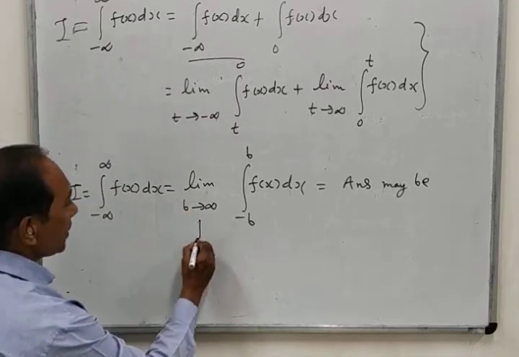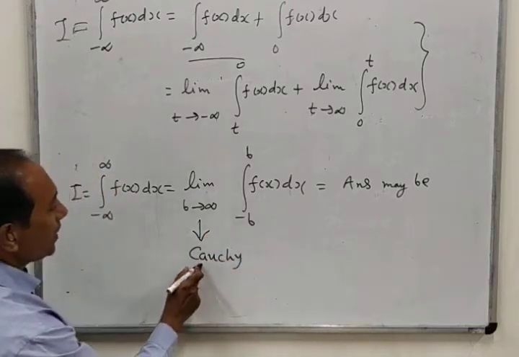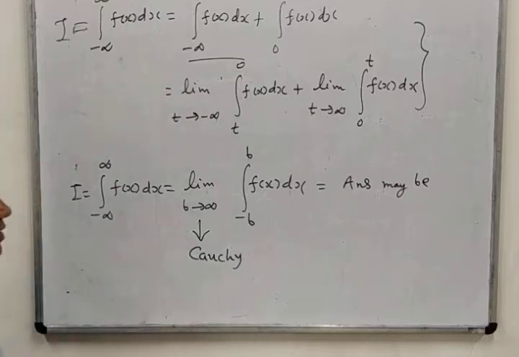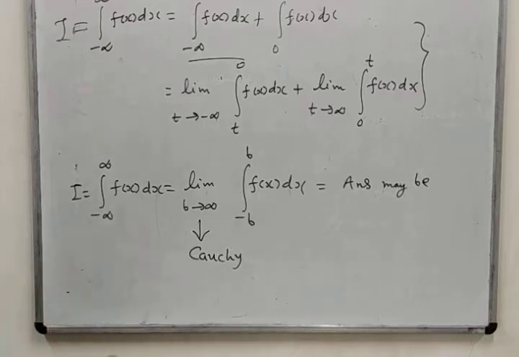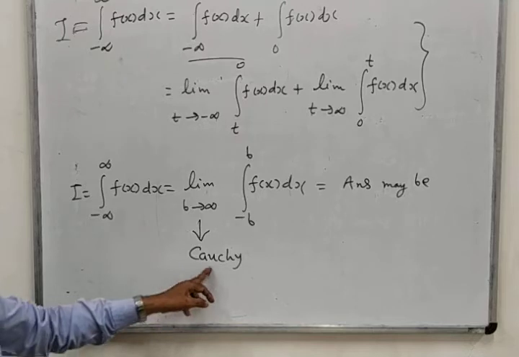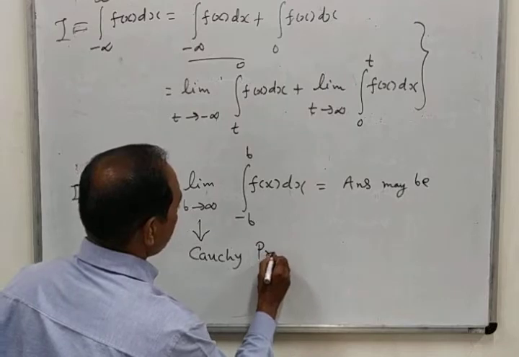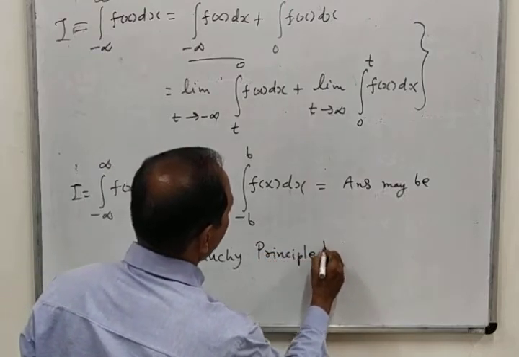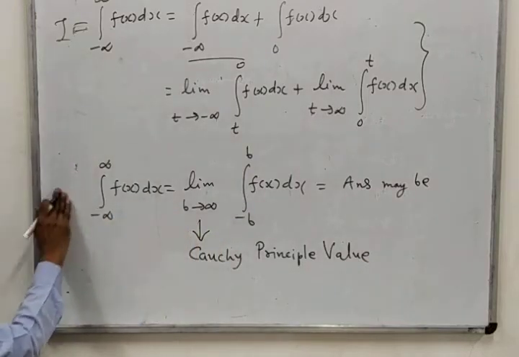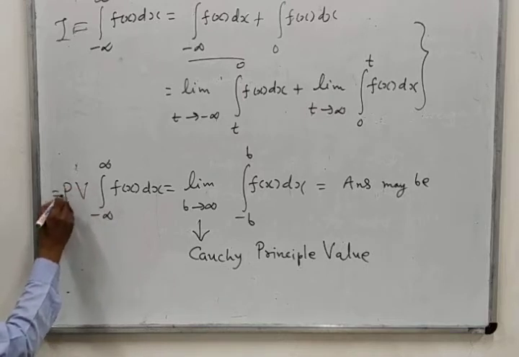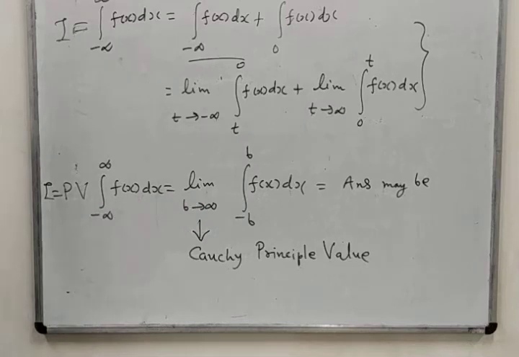So we will call this integration, b tends to infinity, Cauchy. Some will pronounce this as Cauchy. You may call it in any way, whatever you like. But the real way of speaking this is Cauchy. Cauchy principal value. So this is known as Cauchy principal value. So we will write before this PV. I equal to PV of minus infinity to infinity can be solved in a single step integration.